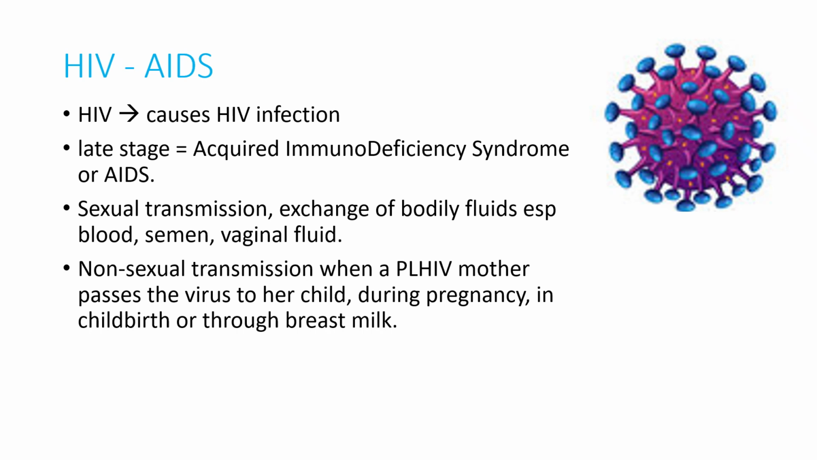HIV/AIDS is primarily transmitted through sexual transmission, also through the exchange of bodily fluids, especially blood, semen, and vaginal fluid, which usually happens during sexual contact. However, non-sexual transmission is also possible when a mother living with HIV passes the HIV virus to the child. This can happen during pregnancy, during childbirth, or even through breast milk.